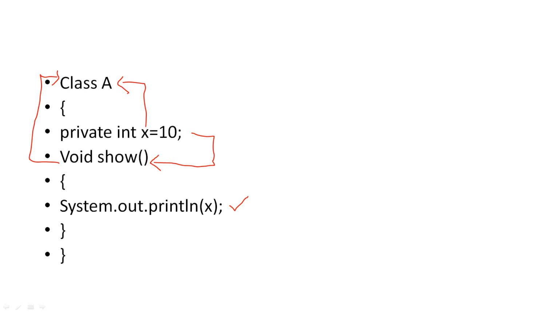Whenever you go to the main, you may create an object for the A class, but using an object we can't access x. But using an object, I can access show, because the access specifier of show is default. So by using an object, I can call object dot show from the main class directly.